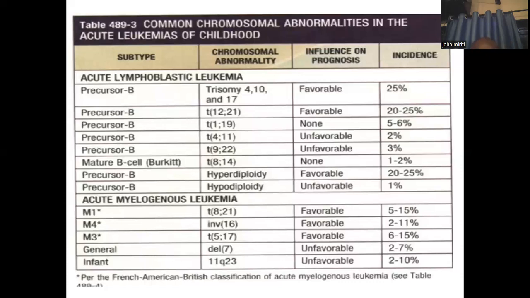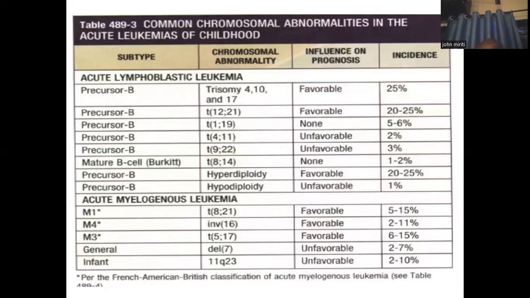So in acute myelogenous leukemia, you see that T821 is very favorable with 5 to 15%, followed by M4, which has a favorable 2 to 11%, with inversion 16 developing. Other ones are not very significant except M3, which has T17; T5 is favorable at 5 to 6%.